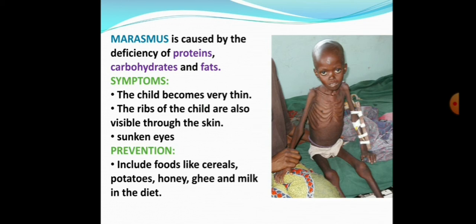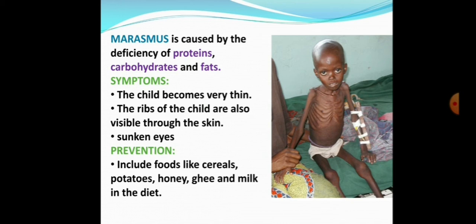How can we prevent marasmus? I told you that marasmus is caused by the deficiency of proteins, carbohydrates and fats. That means we should take all these things through our food. We should take proteins, carbohydrates, fats if we want to prevent marasmus. So we should include cereals and potatoes, because they are a very good source of carbohydrates. Then we should include honey, ghee and milk also in our diet, because they provide us fats and proteins also.